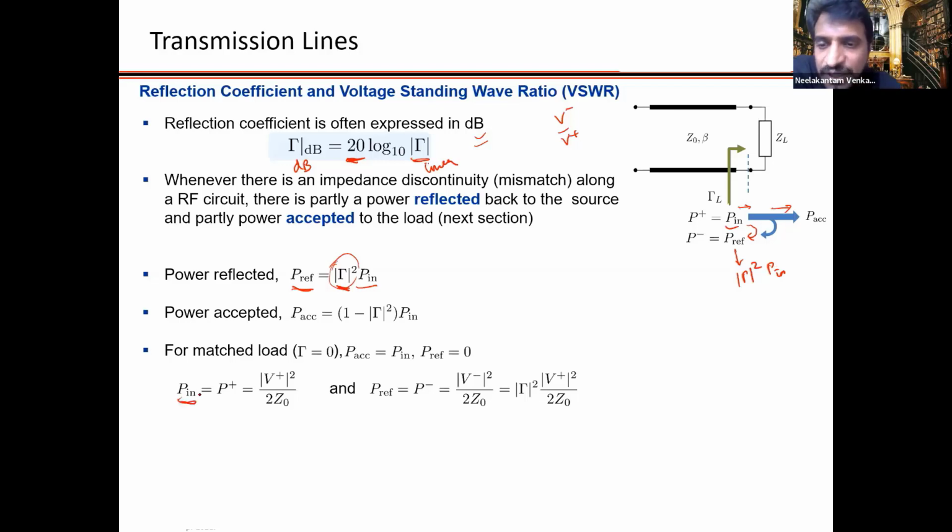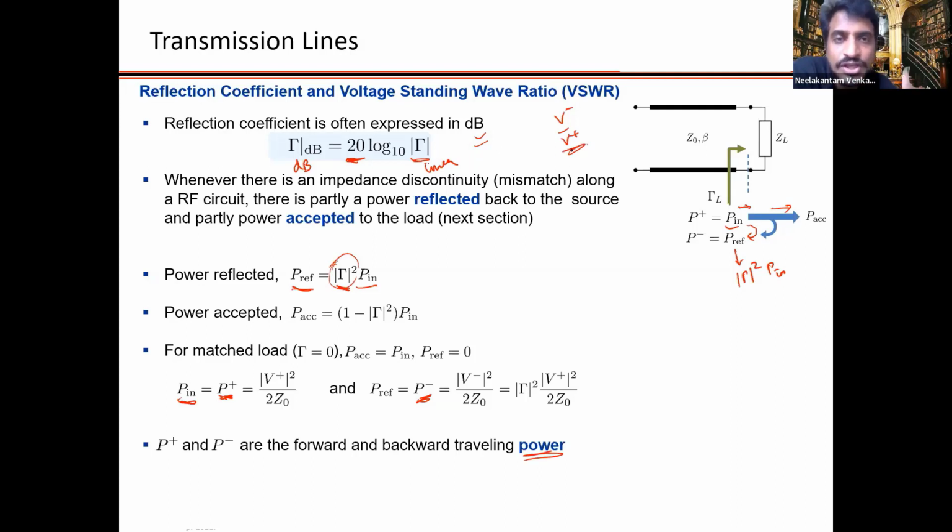So the input, sometimes you can also write it as forward traveling power and backward traveling power. Reflected is the backward traveling power: P plus and P minus. You can also view it in terms of power, not just voltages.